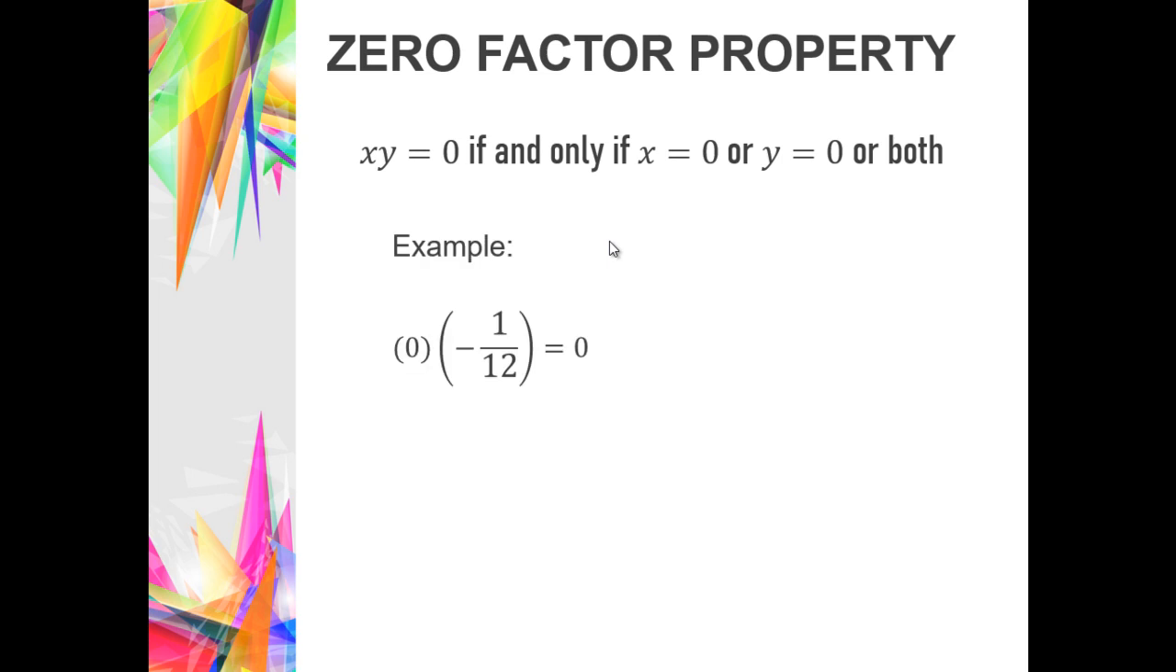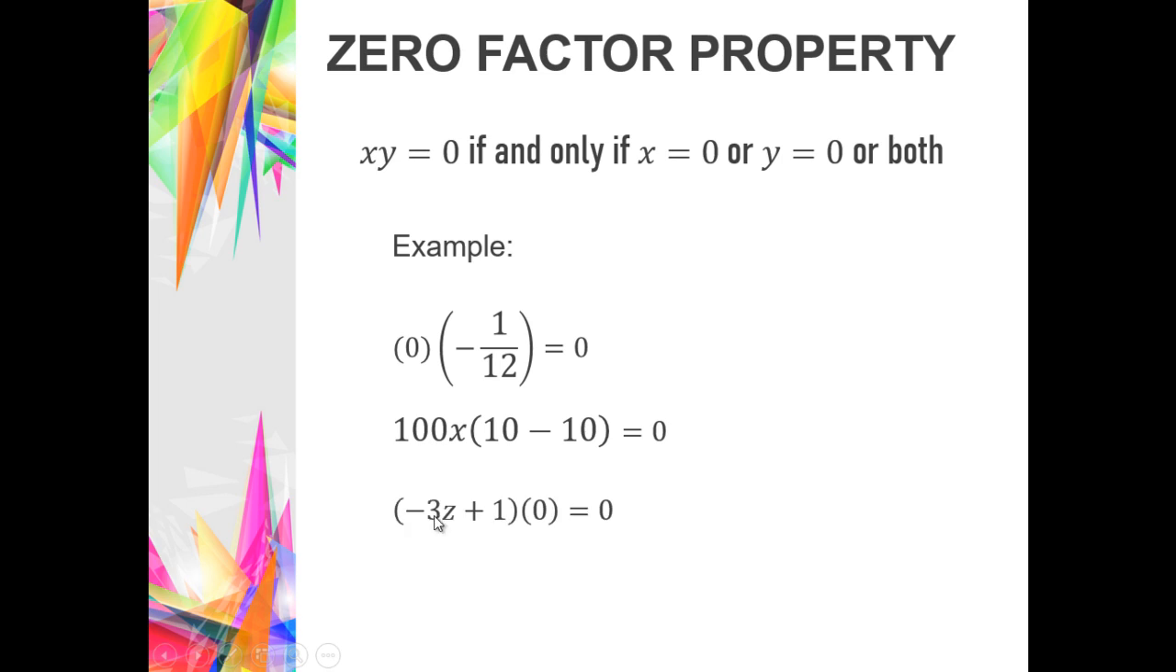So 0 times negative 1 over 12 equals 0. Then 100x times 10 minus 10, and 10 minus 10 is 0. So it equals 0, because 100 times x times 0 is 0.